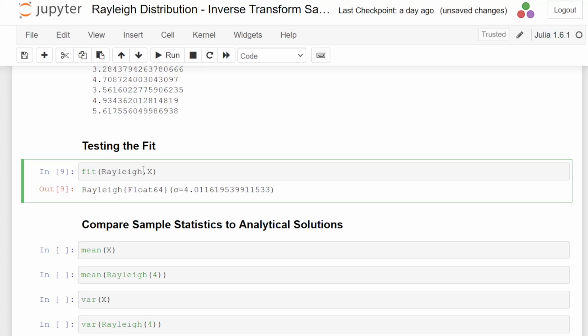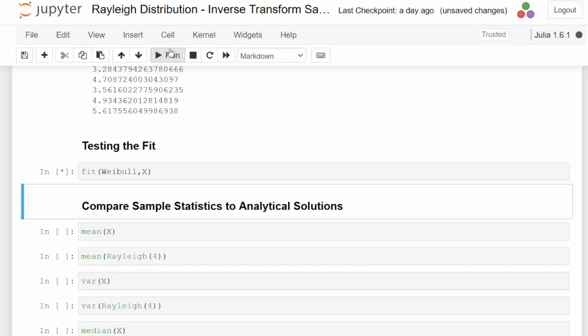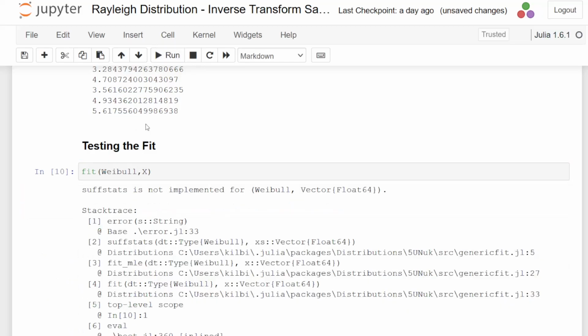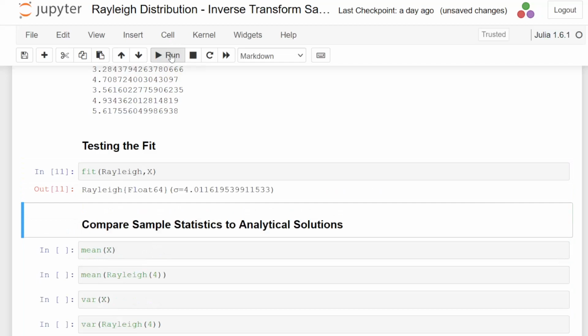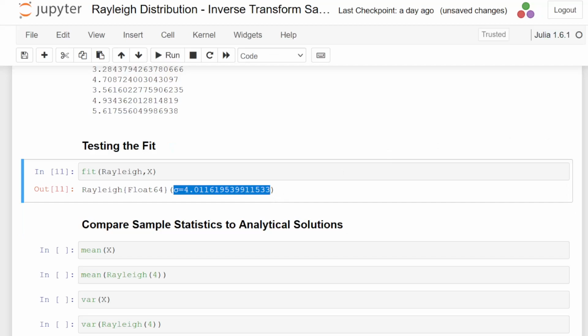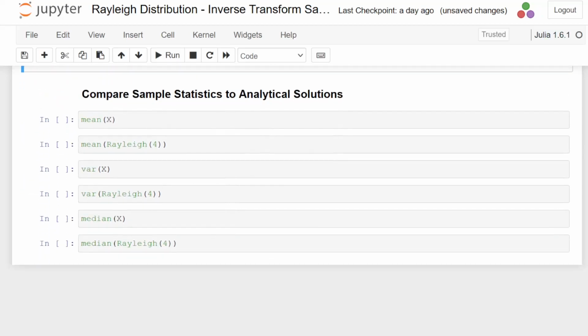We could try it out with something else, actually, just to give you a counterexample to see, does it work with the Weibull distribution? It's going to break. No, see, it doesn't work. Let's go back to Rayleigh. Does it match with what we expected, sigma equal 4? It seems to be a very good match. So that's good. I think things are looking good here.